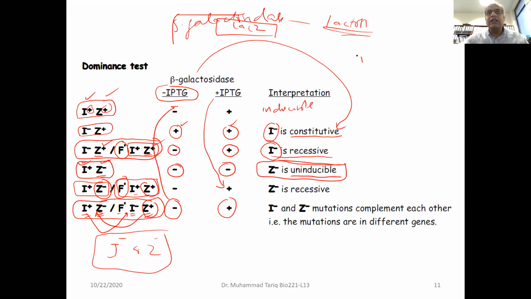So this concluded that the gene which gives the I phenotype and the gene which gives the Z minus phenotype are actually in two different loci or genes. Why did they have to show this? Because the I phenotype is being read by constitutive activity of beta galactosidase. So this clearly told them that complementation is taking place, because this is on the bacterial chromosome, this is on a plasmid, two totally different DNA molecules, and they complement each other, which concludes that they are two different genes.